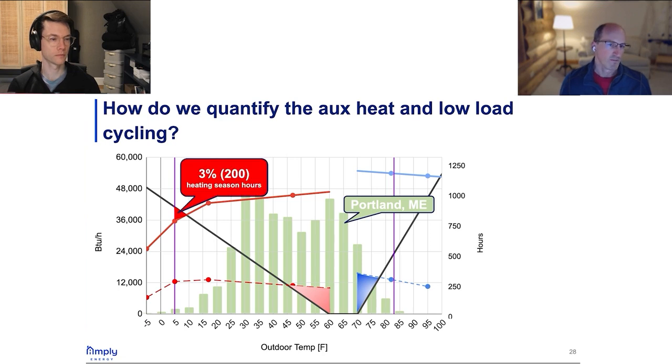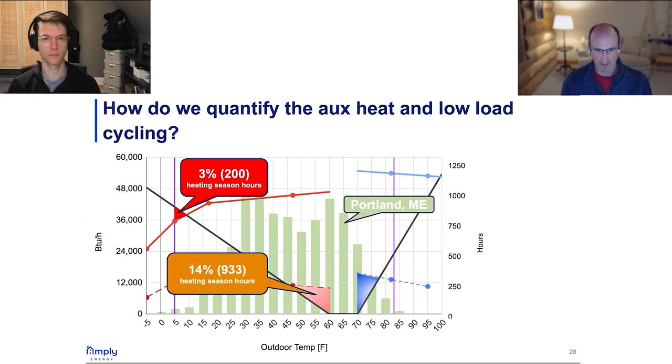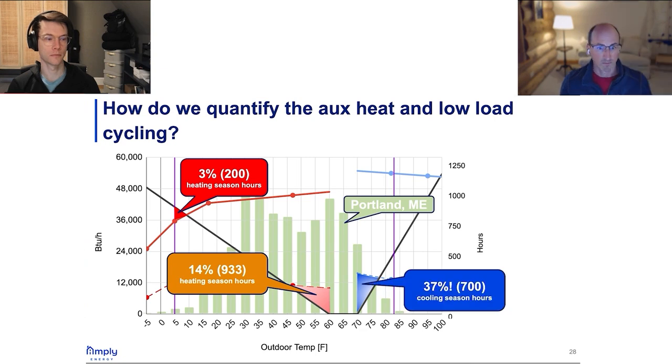And if we do the math for this particular example, it's about 200 hours total for the entire heating season that we might need some auxiliary heat. And we can do the same math on the low load cycling region, which looks to be more problematic. So roughly 14% or almost 1,000 hours of the heating season, we're going to be low load cycling. And the cooling is even worse for this piece of equipment. We've got 37% of the cooling season, or 700 hours, we're going to be low load cycling.